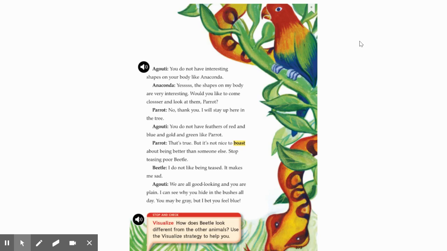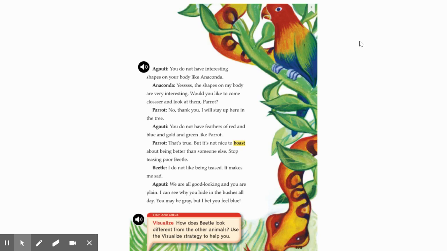You do not have feathers of red and blue and gold or green like Parrot. That's true, but it's not nice to boast about being better than someone else. Stop teasing poor Beetle. I do not like being teased. It makes me sad. We are all good looking, and you are plain. I can see why you hide in the bushes all day. You may be gray, but I bet you feel blue.